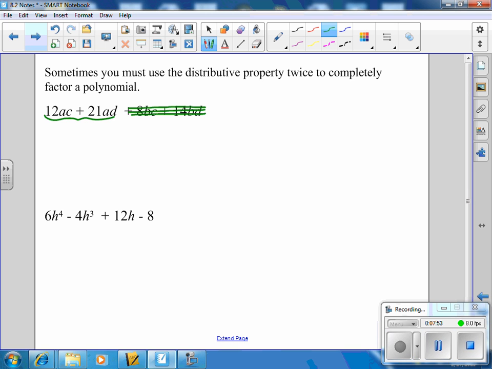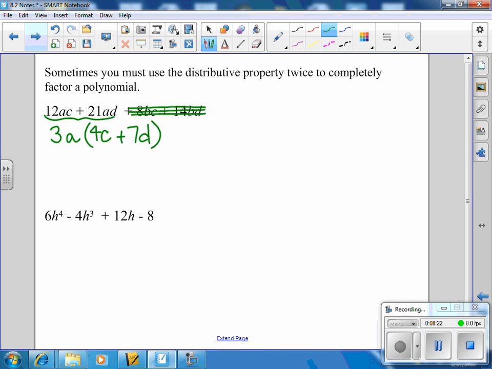What's the greatest common factor of 12AC plus 21AD? Well, just my numbers, I have a 3 in common. And then my letters, they both have an A that I can take out. And then what I would have left, 3 times 4 is going to give me that 12. I already have an A there, so I need a C. And the same thing with 21. 3 times 7 will give me the 21. I already have the A part, so I need the D.